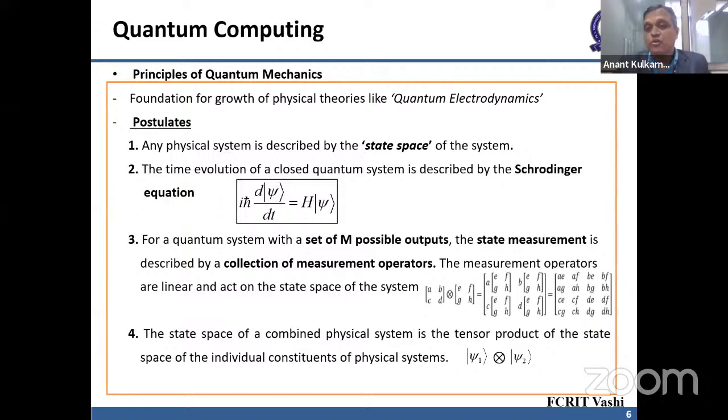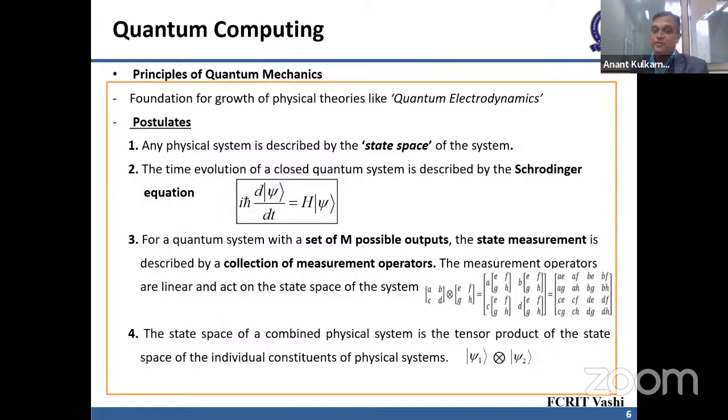Now, when we talk about quantum computing, we need to know how it behaves and how it operates. As far as classical computing is concerned, we follow the classical laws. But as far as quantum computing is concerned, it has to follow the principles of quantum mechanics. For some of you, being a computer engineer, that is quite difficult to digest. What are these principles of quantum mechanics? Let us go through the postulates of quantum mechanics quickly.